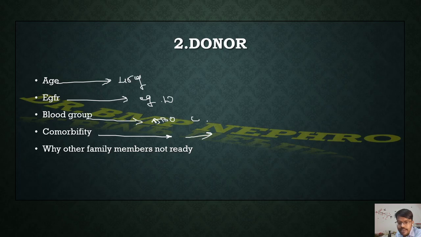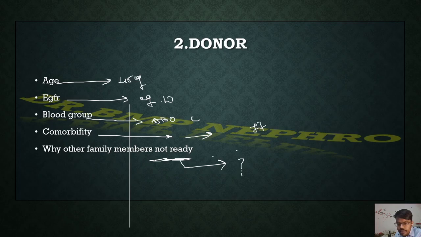So you have to tell us: a 45-year-old female, the mother, with an eGFR of 90, was the donor, ABO compatible, without any comorbidity, and underwent cardiovascular examination and was found to be fit. Then they decided to donate. And another important history with respect to this: why other family members didn't agree to donate.